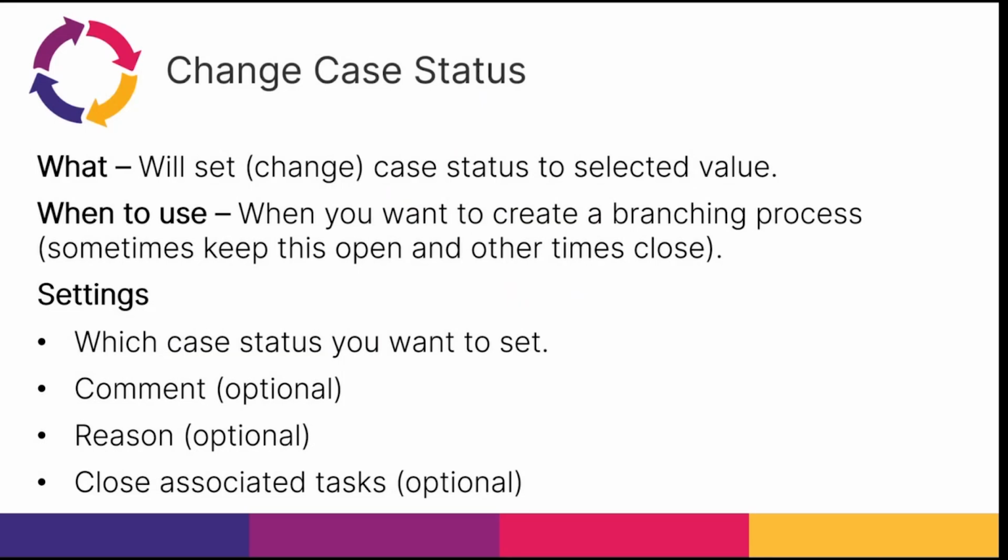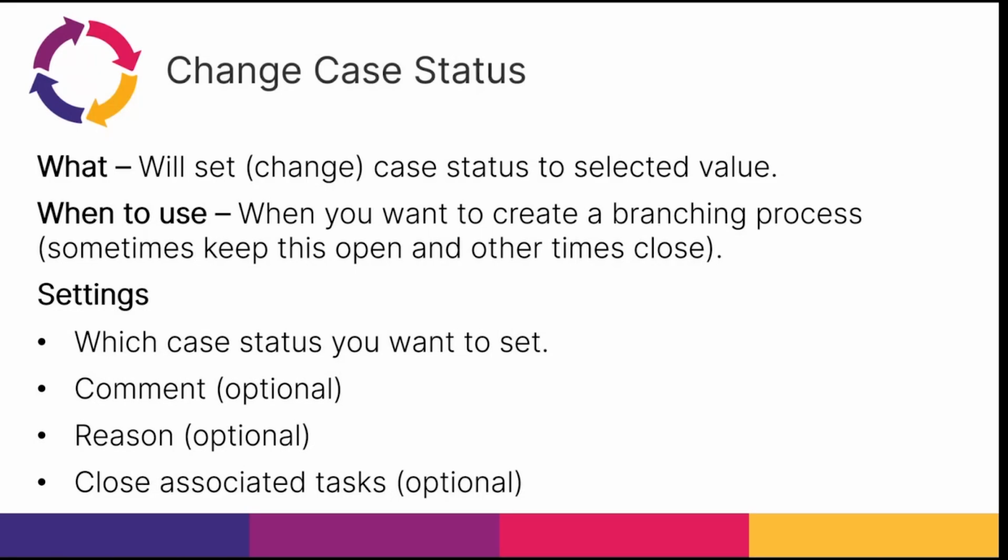And this is quite useful for when you have like a branching process, right? Sometimes things get flagged and need to be reviewed. Sometimes they get marked as in progress. Sometimes they go straight to close. So change case status allows you to say, hey, we want this case to come in as open, but then from there, it's going to go to different locations depending on the criteria that we want.